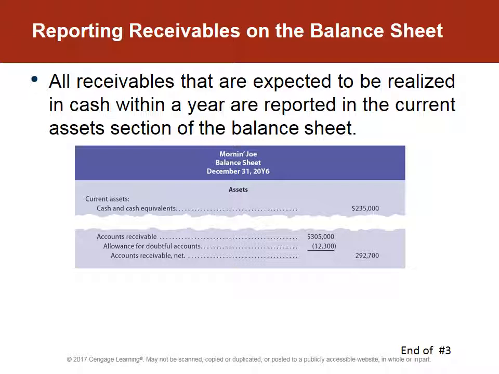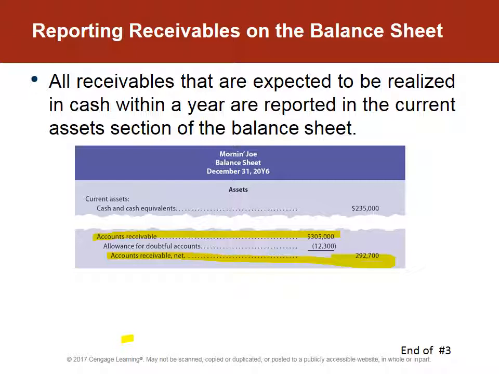Reporting receivables on the balance sheet typically is going to look like this. Sometimes we'll show the full amount. Here's our accounts receivable. We subtract out that contra account to show net. And on lots of companies, you're going to have a net accounts receivable, and that's all you're going to see.